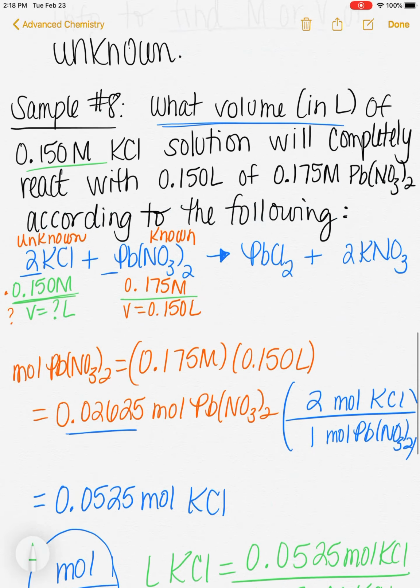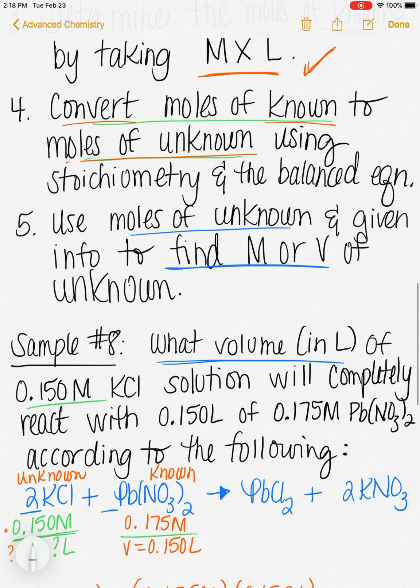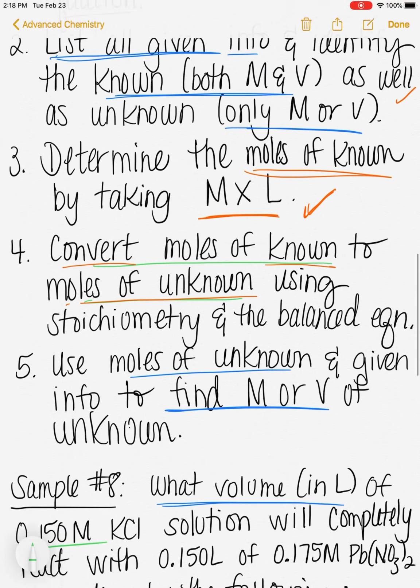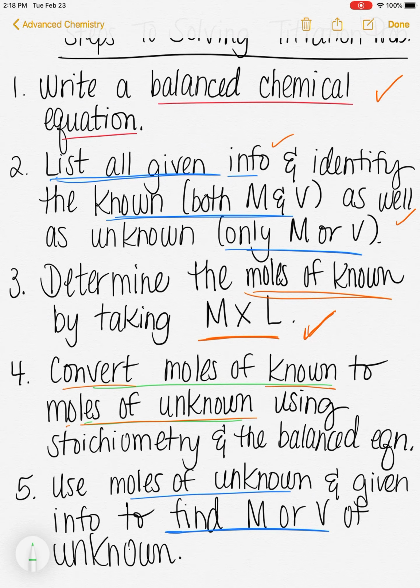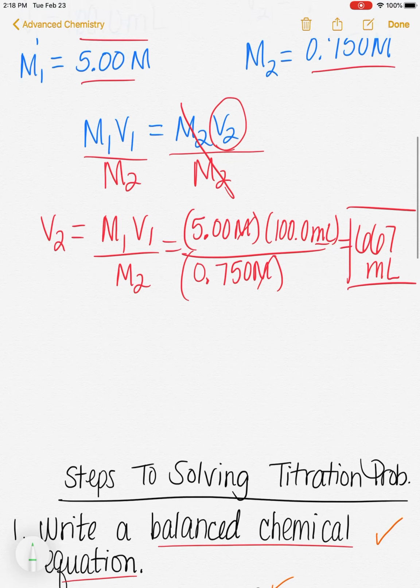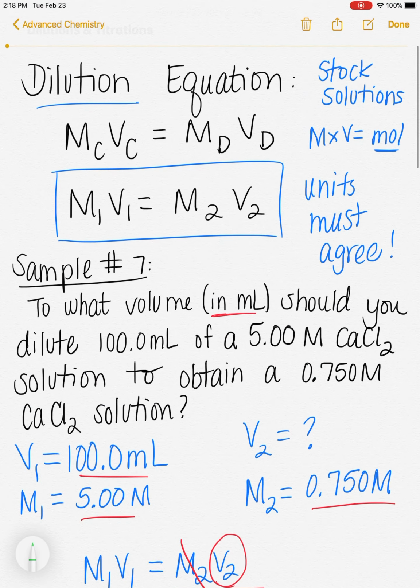All right, so our takeaways from today's lesson: you have to start with the balanced equation, then you list all the information that they give you. You are going to need your volumes to be in liters for your titration math to work out. In a dilution situation though, the equation can have milliliters entered into it as long as both volumes are in milliliters.